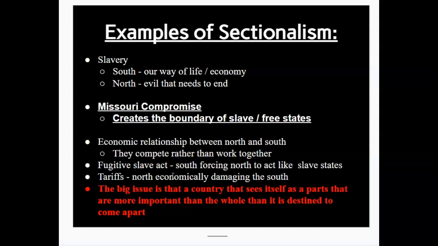The Fugitive Slave Act is an act forcing free states to return slaves just like a slave state would. So that's an example where the South is trying to force the North to behave like slave states without any regard to their laws within their own area. It's a problem.